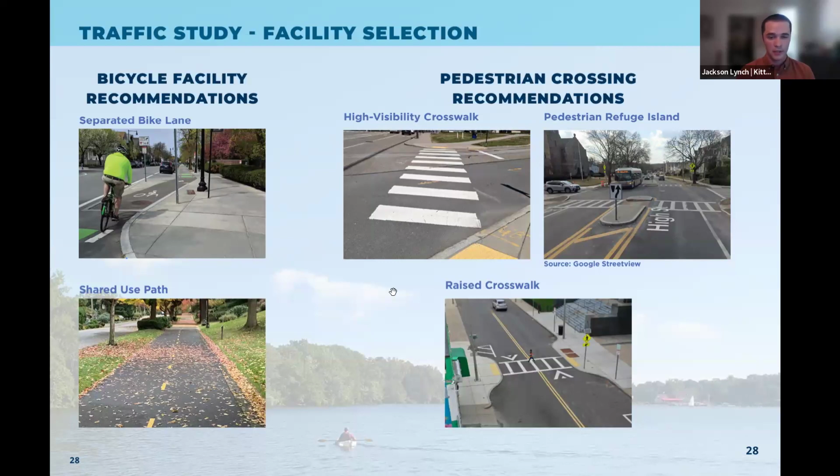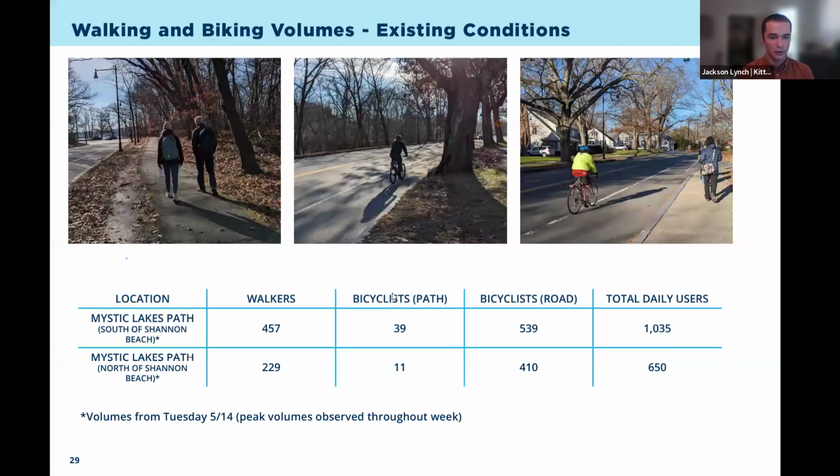Since this data collection early on informed our initial alternatives, we went back out and collected volumes of people walking and biking, both on the path and in the roadway. So we went out in the middle of May. We got lucky. We got a really nice day where there were a lot of people out enjoying the path, and we collected the volumes for users at a point south of Shannon Beach, and then also at a point north up by Wedgemere.